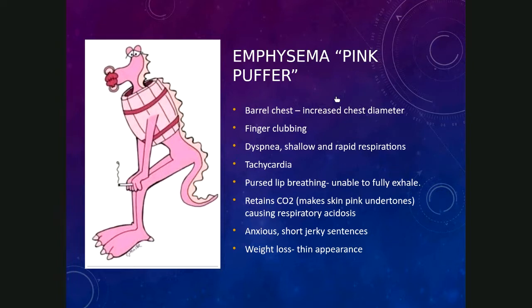They're going to do that pursed lip breathing, and they're not able to fully get out what's in the body, and that's why they have that rounder chest, because they're getting that buildup of that CO2. That CO2 retained in the body causes the skin to have a pink undertone, and that leads to respiratory acidosis.